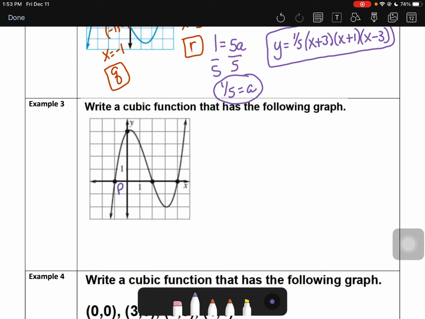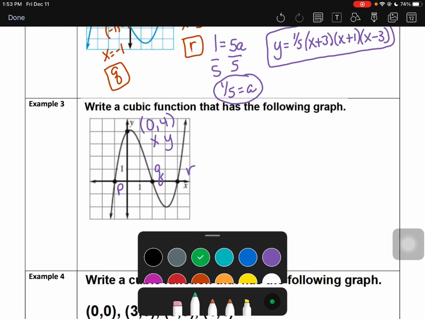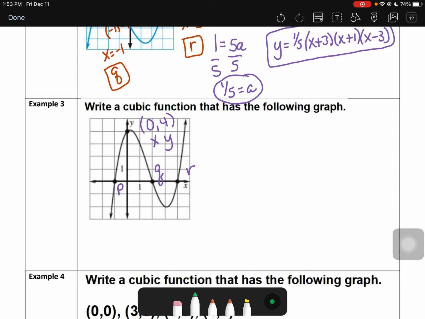So let's try another one. Here's our p, our q, and our r. And here's our other point, and that's going to be at 0, 4. Our x is going to be 0, and our y is going to be 4. So we have y, 4, equals, we don't know our a value. Our x value is 0, and we're going to minus negative 1, which would be plus 1. 0 minus 2, and 0 minus 4.